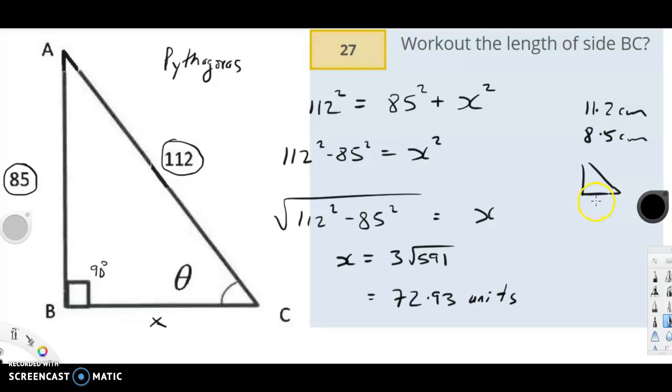72 or 7. Anyway, have a go. Did I do that right or wrong? You get my idea anyway. Divide that by 10, divide that by 10, 8.5. So we should get 7.3 centimeters roughly down there if you drew it out. Anyway, that's how that one's done.